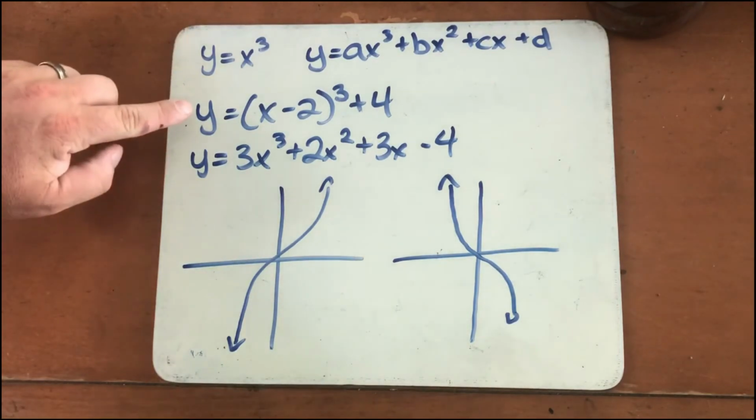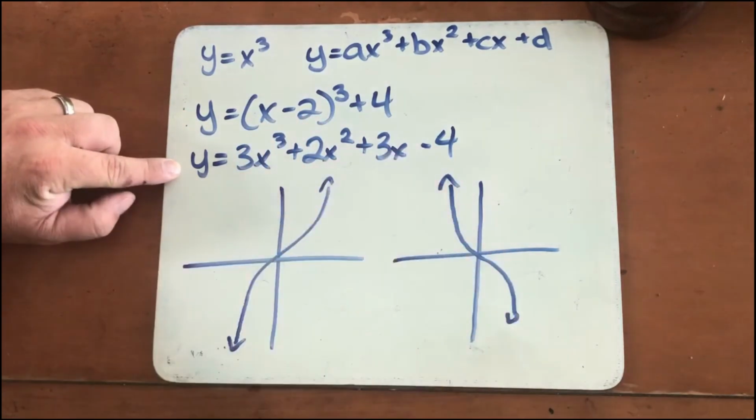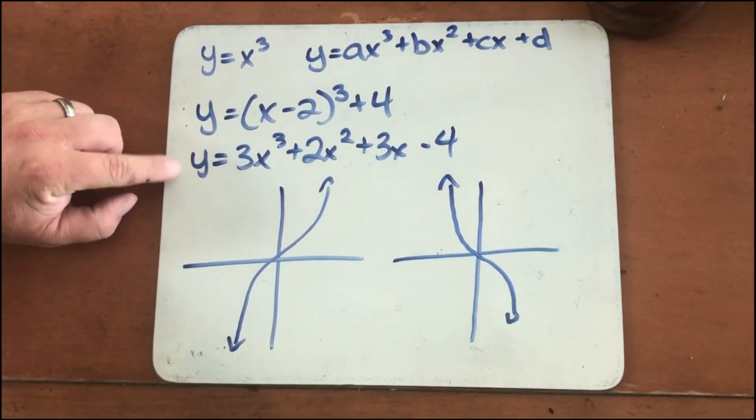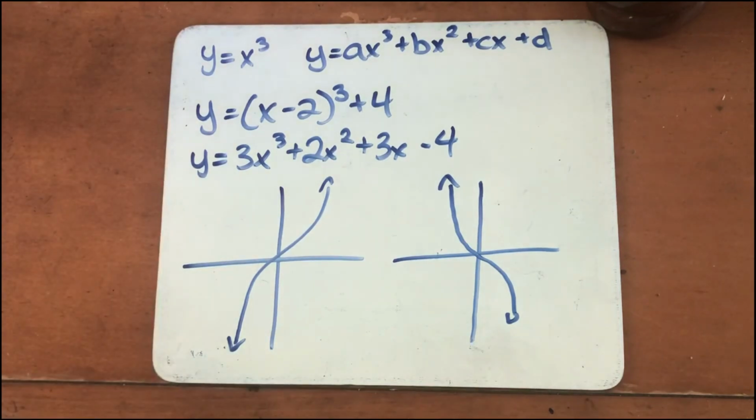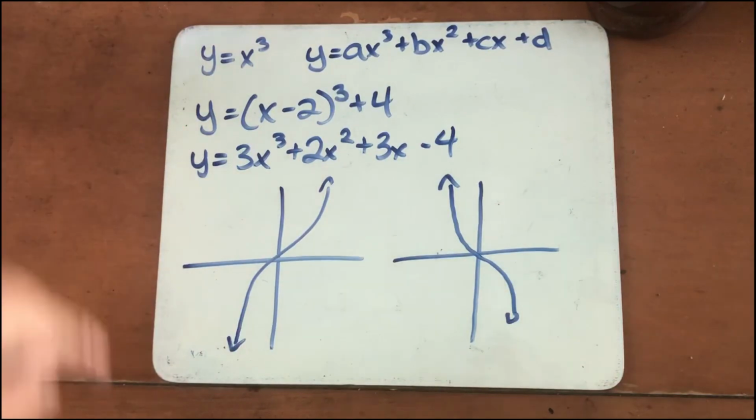Once again, I could have it in this form, which shows me my vertical shift and horizontal shift, or I could have it in this form, which is standard form. All right, so as I said, we're trying to identify based on the graph or an equation which parent function it is.